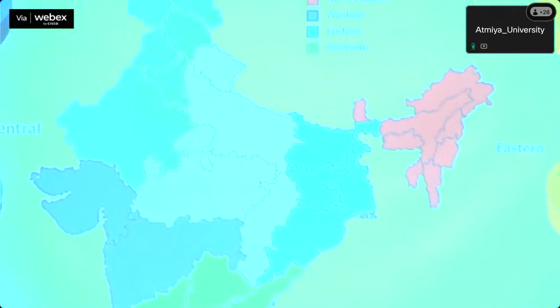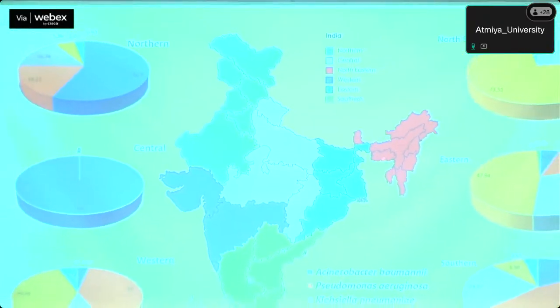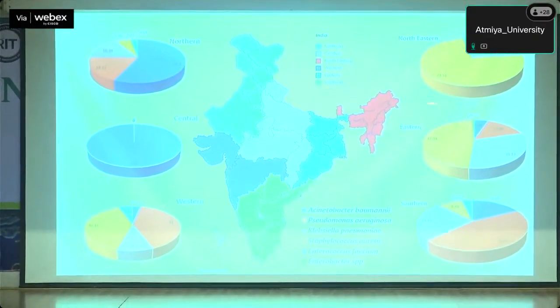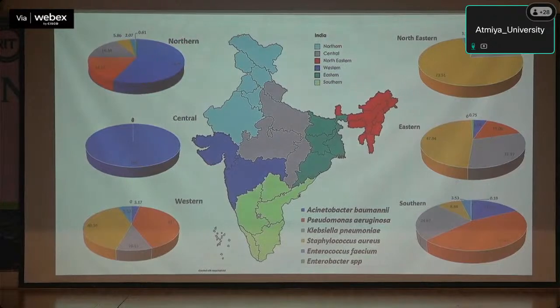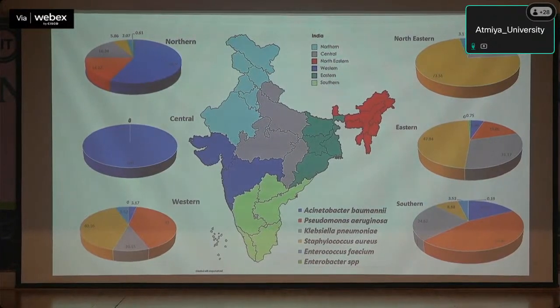So here you can see the distribution. Blue color shows northern, then the central, then you have western, then southern, eastern, and northeastern. And according to that color, you would see Acinetobacter is more common. More than half of the isolates in the northern region are coming from Acinetobacter.